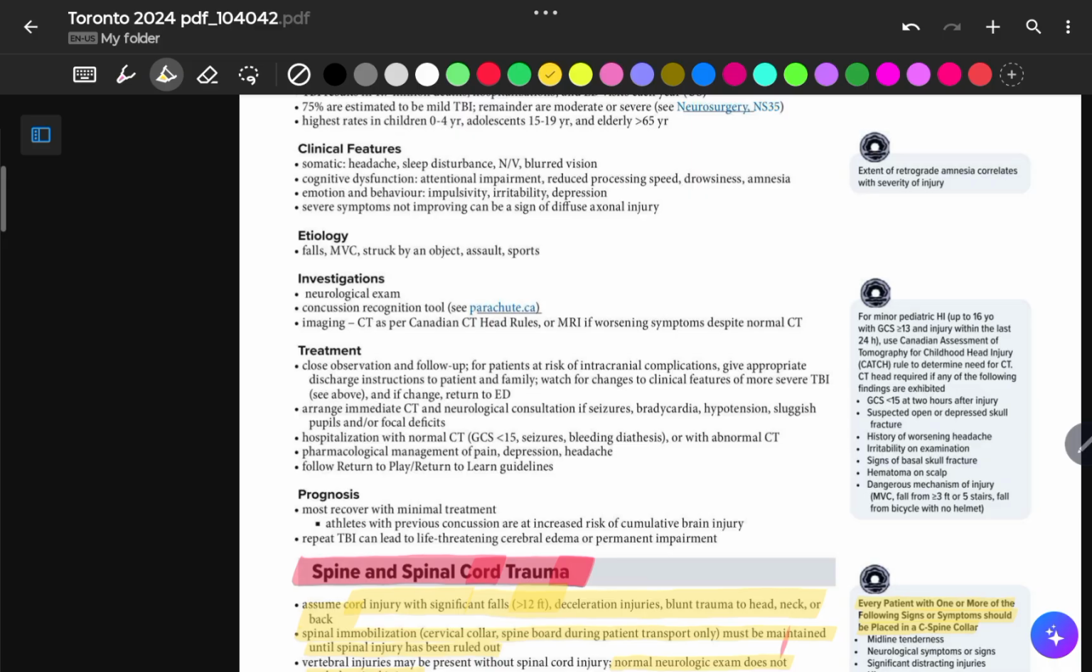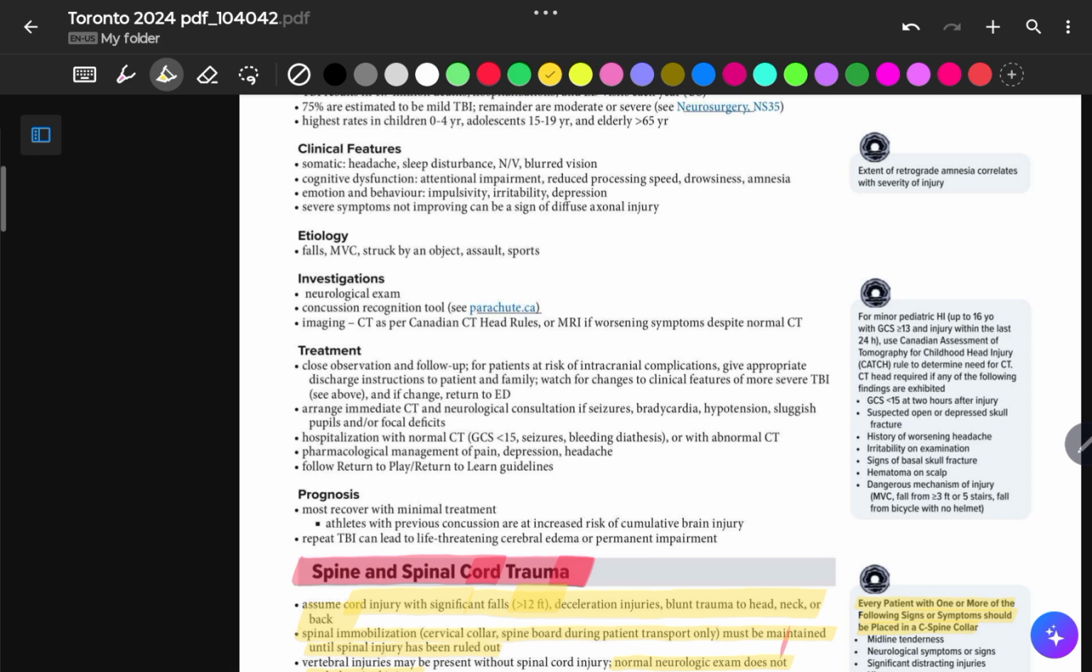And how would you manage a mild traumatic brain injury? You need to have close observation and follow up with this patient. For patients at risk of intracranial complication, you need to give appropriate discharge instructions to the patient and the family. So they need to watch for changes to clinical features or signs of more severe traumatic brain injury, and if there are any changes to their symptoms, they need to return to the ED.